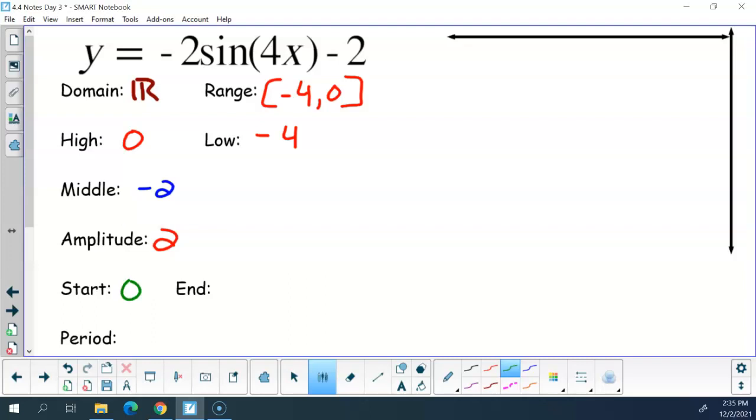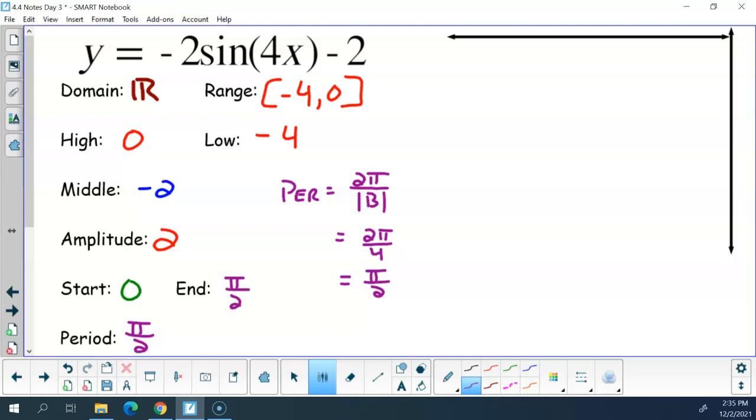Okay? So yesterday we said that the formula for the period was 2 pi divided by the absolute value of b. My b value is 4. Absolute value of 4 is 4. So that's going to be 2 pi divided by 4, which is pi over 2. So that means I'm going to end at pi over 2. Good?